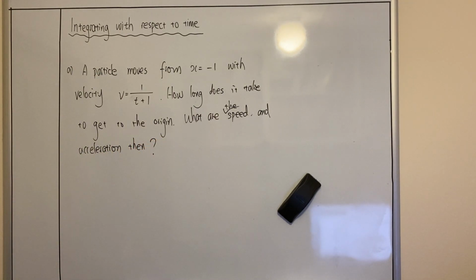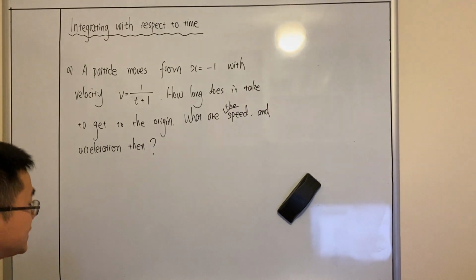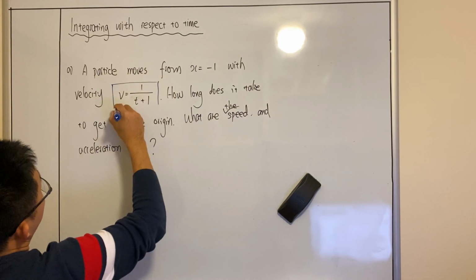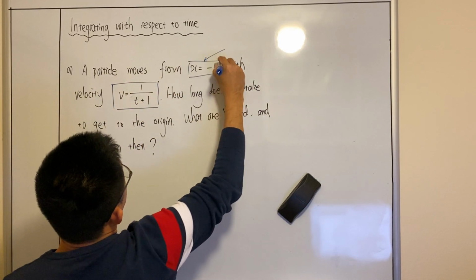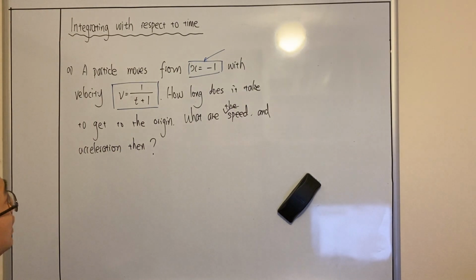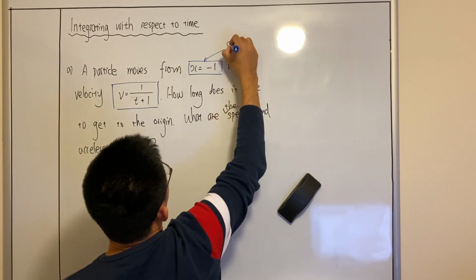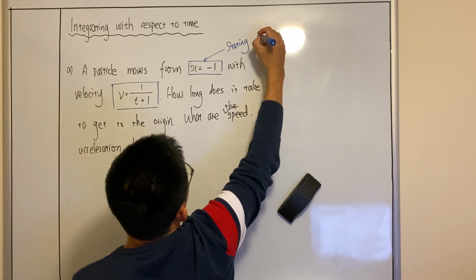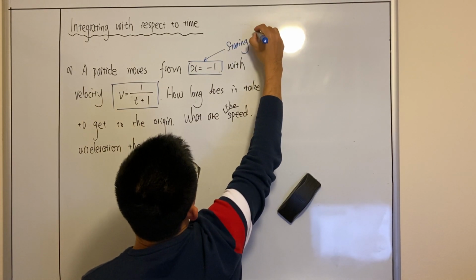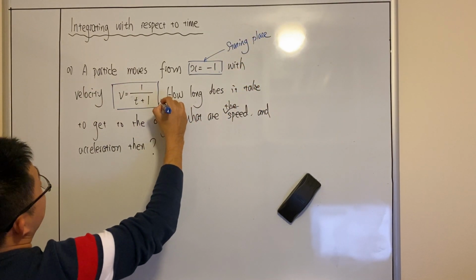So how do we do this question here? Everyone, just have a look at the given conditions. We have a particle that moves from x equals minus 1 with velocity v equals 1 over t plus 1. So we have a velocity function in terms of time. We know this is the initial condition. This is where the particle starts from, moving from that point, which is to the left-hand side of the origin. This is the starting place, and this is the velocity function v(t).